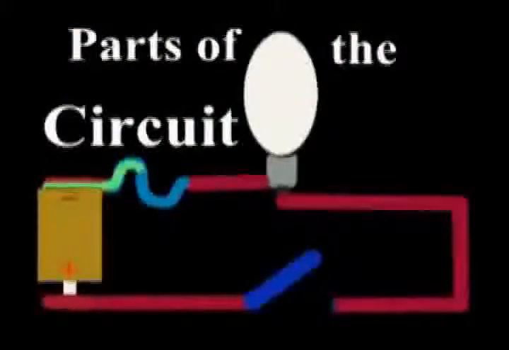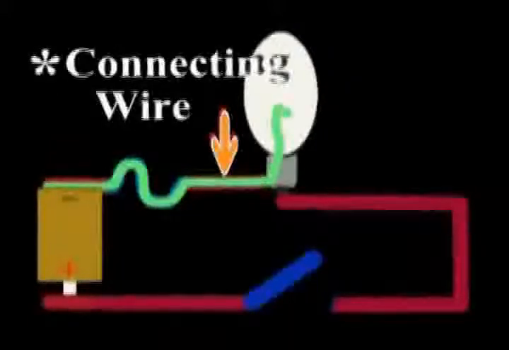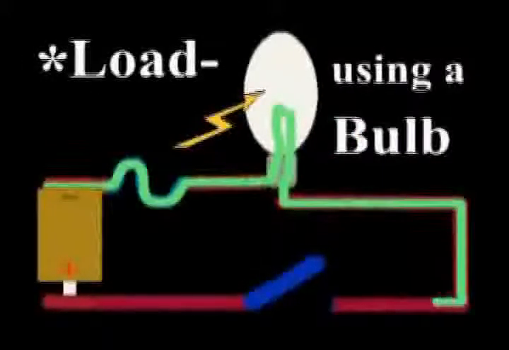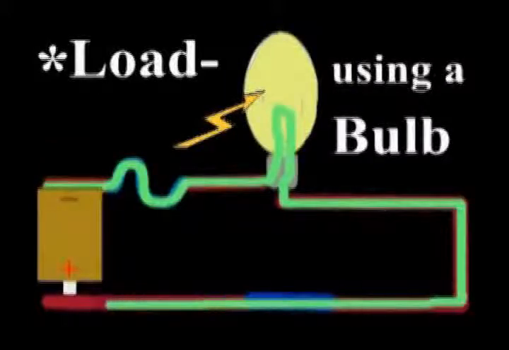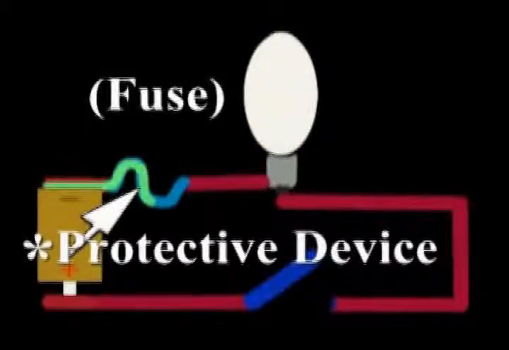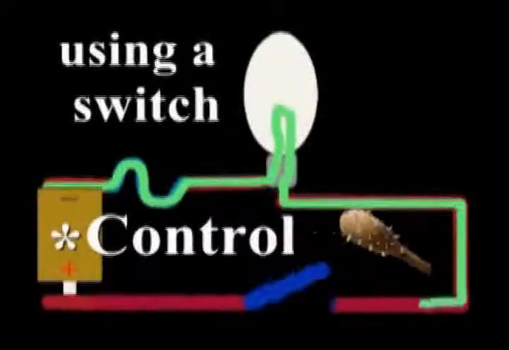The parts of the circuit are the source using a battery, the connecting wire which connects the different parts of the circuit, the load, and it is using a bulb, the protective device that protects the circuit from damage using a fuse, and control using a switch.